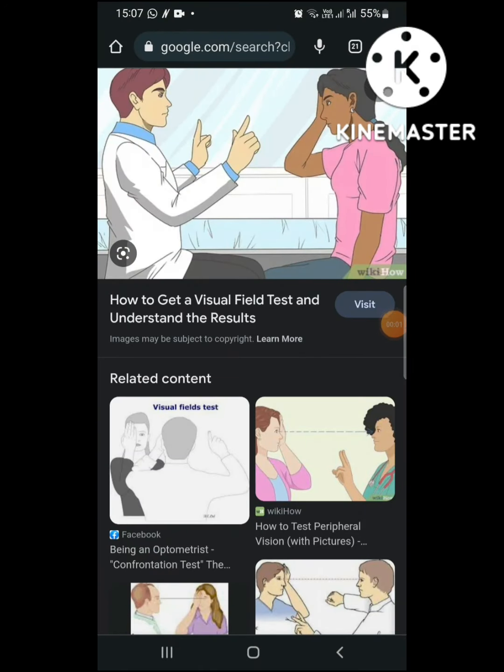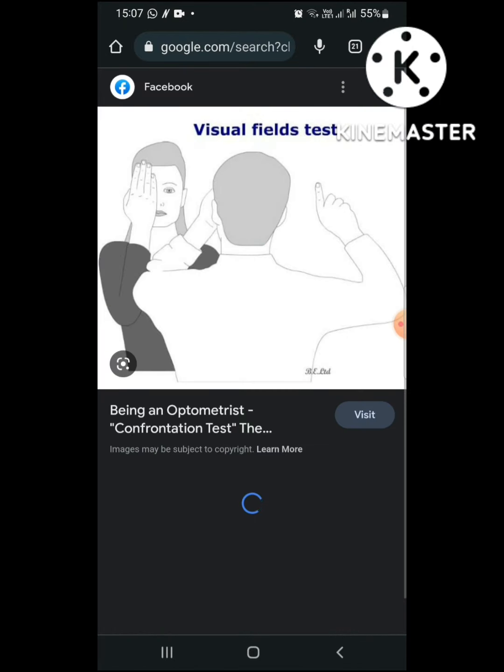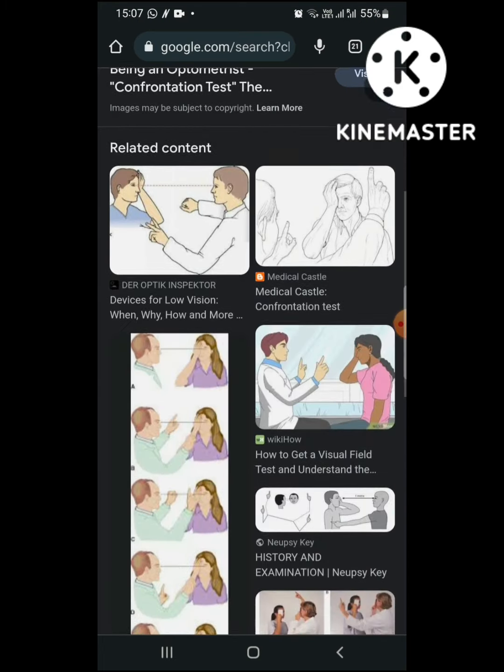You can see this is the visual field test. The patient is closing her right eye, and the examiner is also closing his left eye, and then he is going to bring his finger in towards the eyes. Both of them should get to see the finger at the same time.